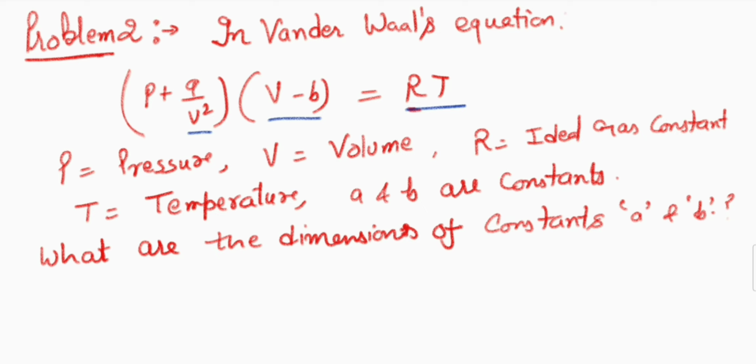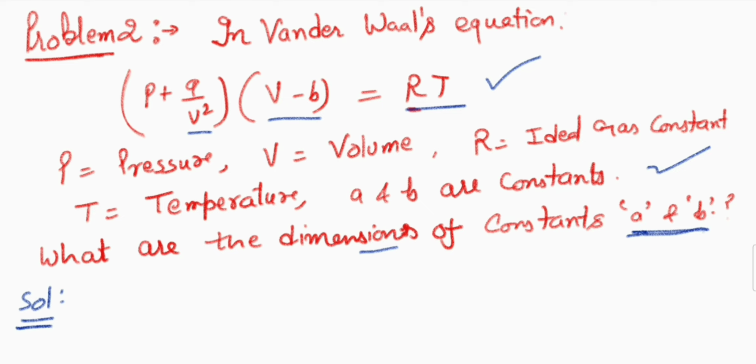Here P is the pressure, V is the volume, R is the ideal gas constant, T is the temperature, A and B are constants. Here we have to find the dimensions of constants A and B. Let's see how we can find the dimensions of A and B.